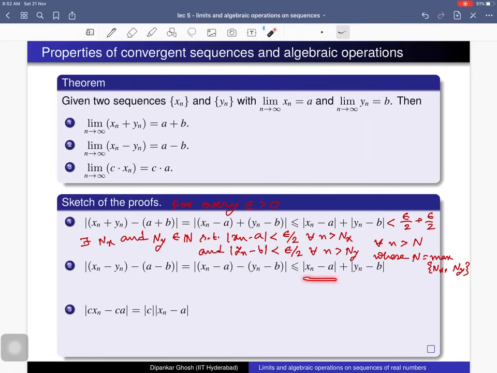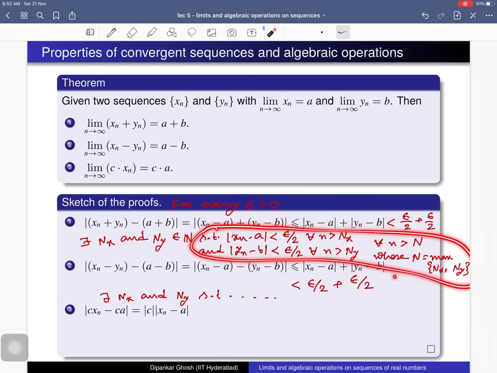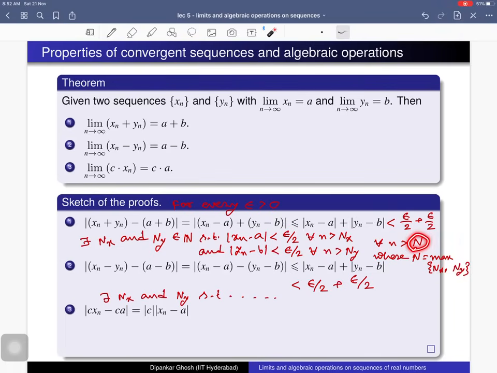And we have control over this distance because limit xn is a. So again, this thing is less than epsilon by 2, and this thing is also less than epsilon by 2. So there exist nx and ny such that the same thing holds. And you take n as the maximum of nx and ny, so beyond this stage this difference will be less than epsilon, and that proves that the limit of this difference is a minus b.